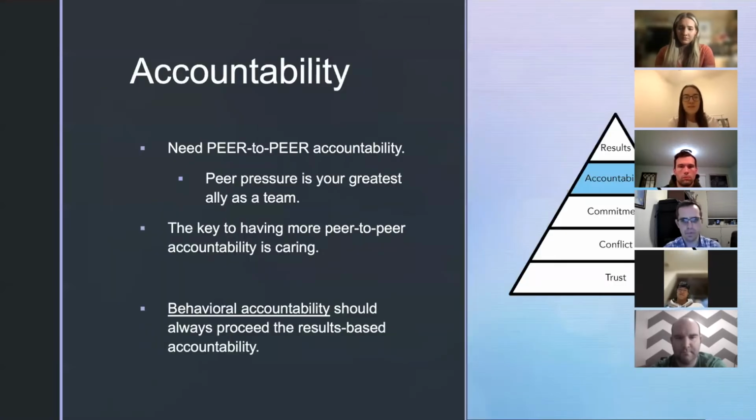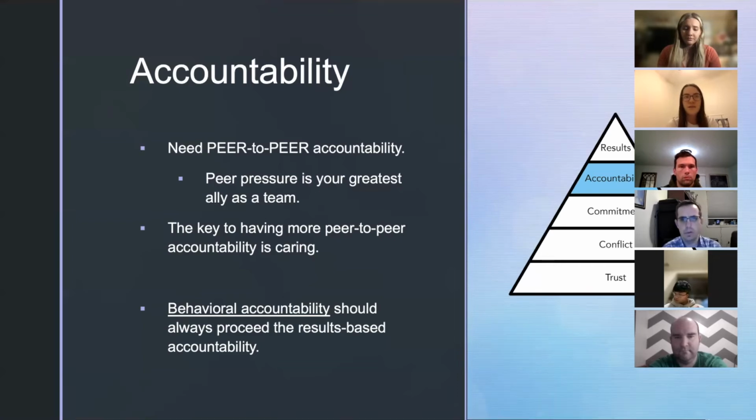Thank you. So based on our interview with you, we have found a large need for peer-to-peer accountability. Peer pressure is the greatest ally for your team. Peer pressure accountability is found to be more productive and impactful than if the accountability is only coming from you as the leader. Now, that being said, a leader also needs to hold others accountable to create and showcase an environment that encourages your team members and gives them permission to hold their peers accountable.